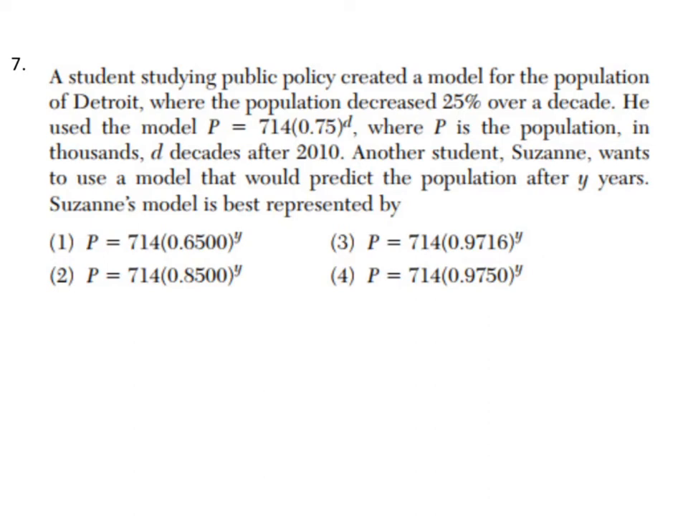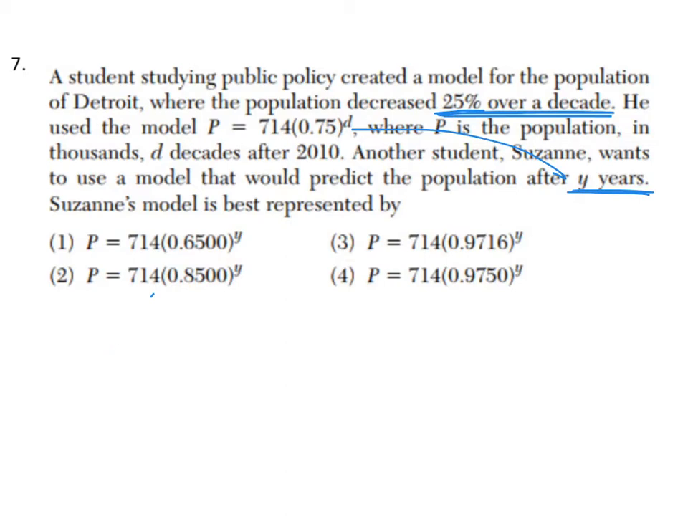This question says a student studying public policy created a model for the population of Detroit where it decreased by 25% over a decade. So this is percentages in decades. He used this model where P is the population in thousands, D is in decades. Another student, Suzanne, wants to use their model in years, so we want to change the letter, which means that this formula does not match the choices. If they don't change the letter, the formula has to match one of the choices.